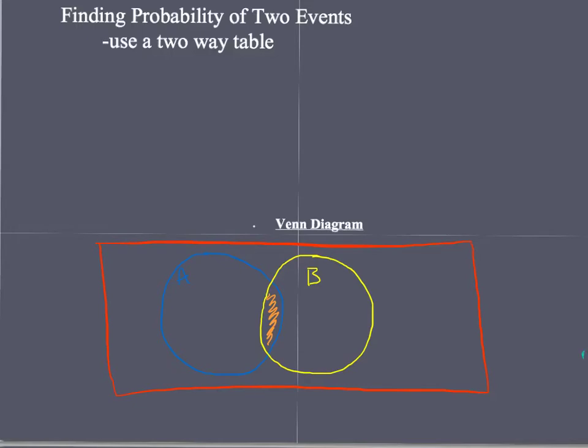So the outcomes here, outcomes are double counted where they overlap.